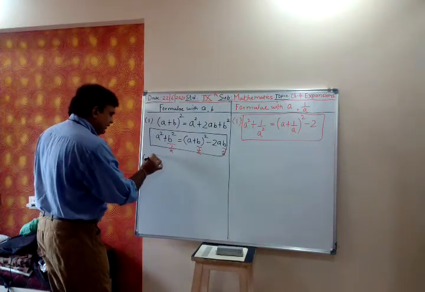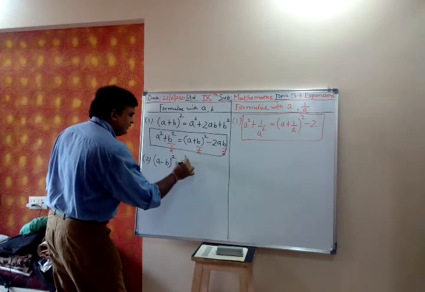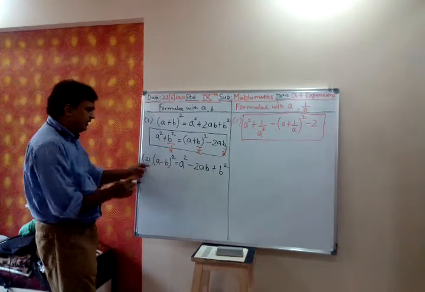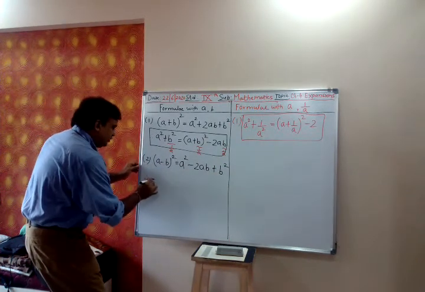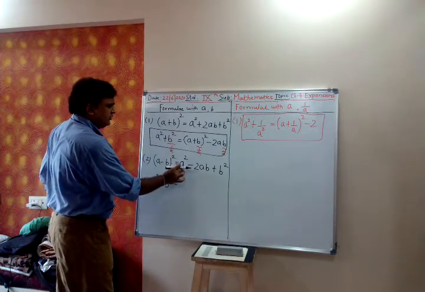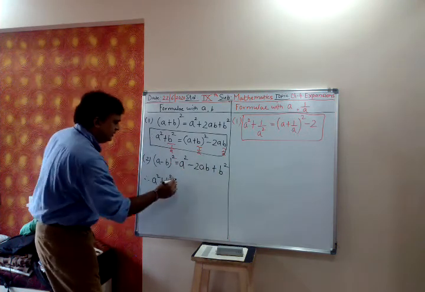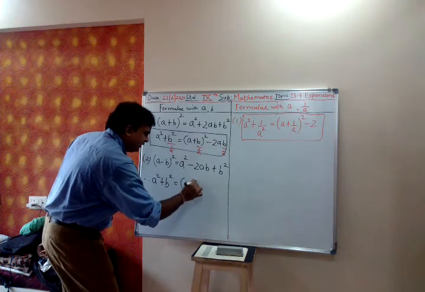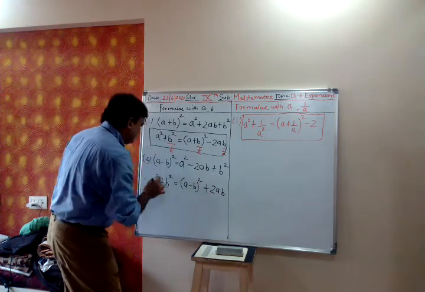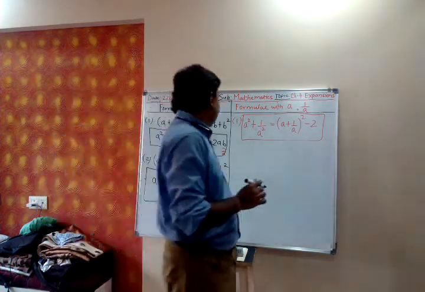Wait. I am explaining what a minus b whole square is. A minus b whole square is a square minus 2ab plus b square. So the same formula I can write: a square plus b square is a minus b whole square plus 2ab. I am taking minus 2ab on the other side, so it is plus 2ab. So there is one more formula for a square plus b square, that is a minus b whole square plus 2ab.